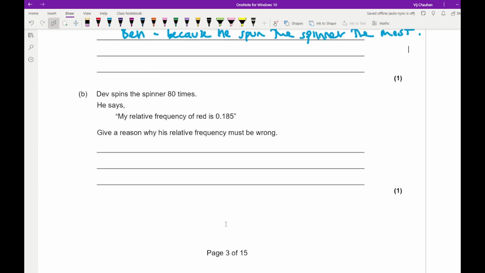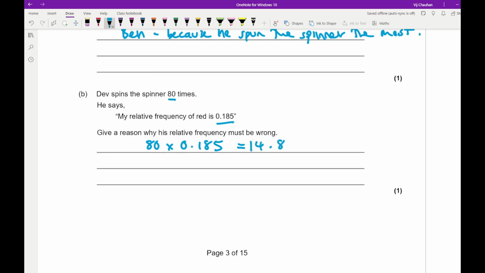Then for B, it says that Dev spins the spinner 80 times, and he says that his relative frequency of red is 0.185. Give a reason why his relative frequency must be wrong. Well, if he spun 80 times and his relative frequency is 0.185, if I do 80 multiplied by 0.185 and type that into my calculator, it gives me an answer of 14.8.